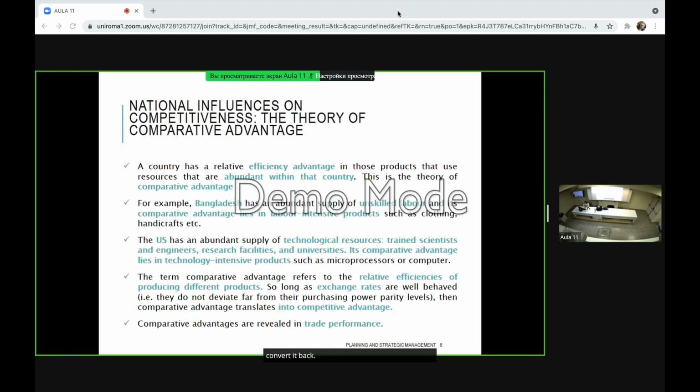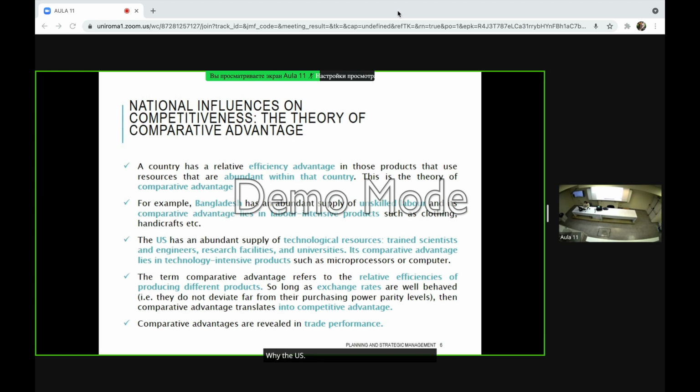A comparative advantage is a relative advantage in efficiency. This concept is related to the production by a country of products that make an intensive use of resources that are abundant in the country. For example, Bangladesh. In Bangladesh, salaries are very low, and this is the reason why most industries choose to decentralize production in these countries. So the comparative advantage of Bangladesh relies in labor-intensive products.